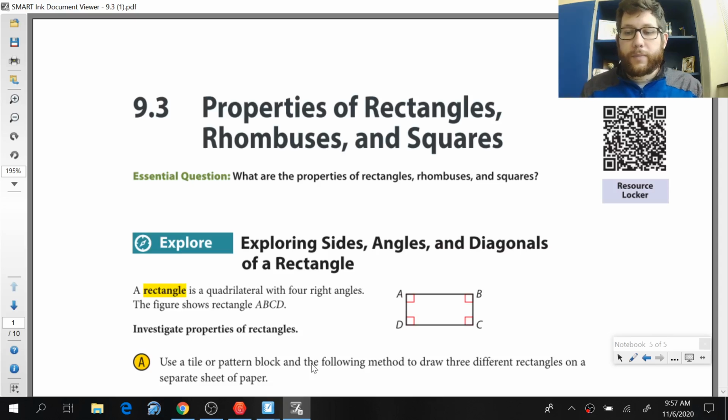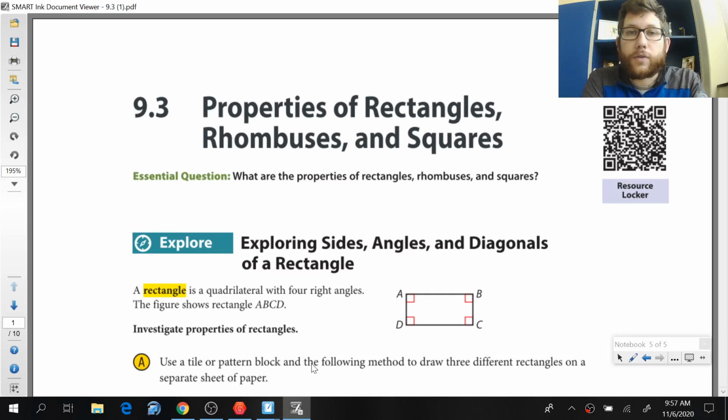Alright guys, welcome back. We're going to continue on looking at quadrilaterals. So far, up until last week, we really covered parallelograms. What we're going to cover this week is some more different types of parallelograms, so special parallelograms. Like in this lesson, we're going to look at properties of rectangles, rhombuses, and squares.